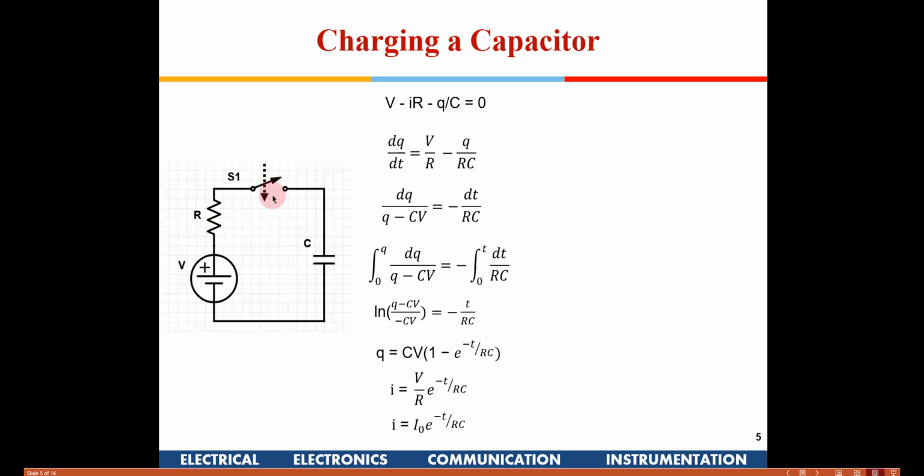Now we are going to switch this on. So what happens? If we write a KVL across this loop, this is the voltage V which is applied, I into R is the voltage across this resistance, minus the voltage of the capacitor, which is given by Q by C, and we equate that to 0.